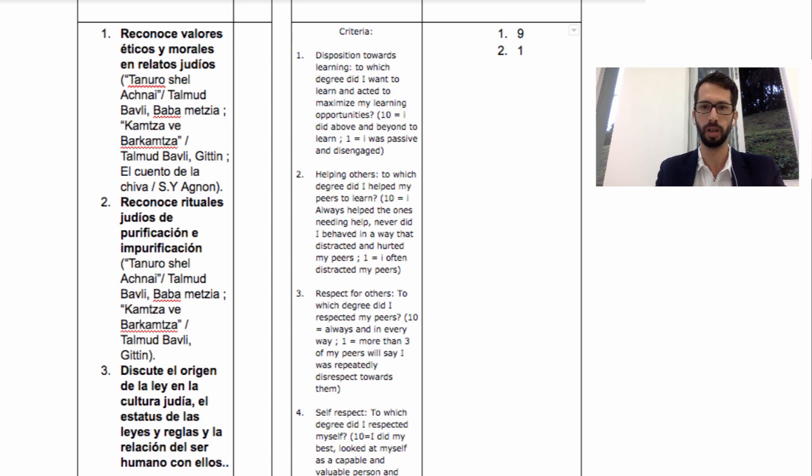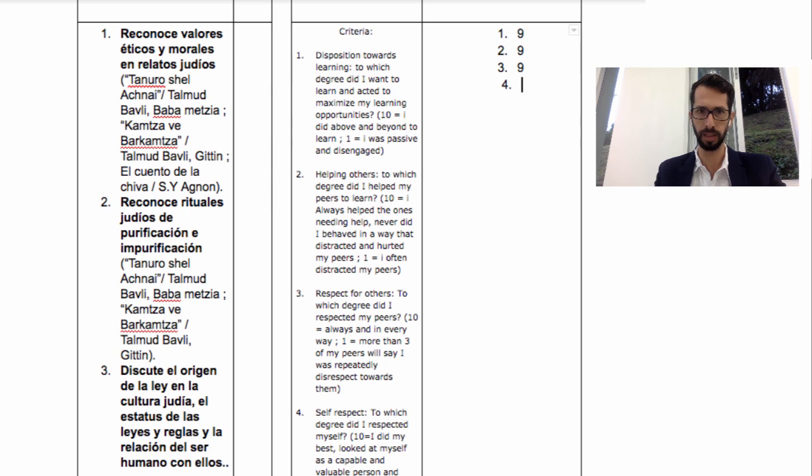For the second criteria, helping others: if you help others always, all the time, you give yourself a 10. Never helped anyone, give yourself a 1. Somewhere in between, 2 to 9. Third criteria, respect for others. If you already respect everyone in every way, give yourself a 10. If 3 of your friends can say that you were repeatedly disrespectful towards them, give yourself a 1. And if you're somewhere between 2 to 9, you write your answers in this document.